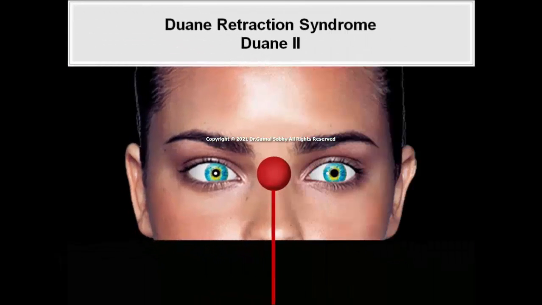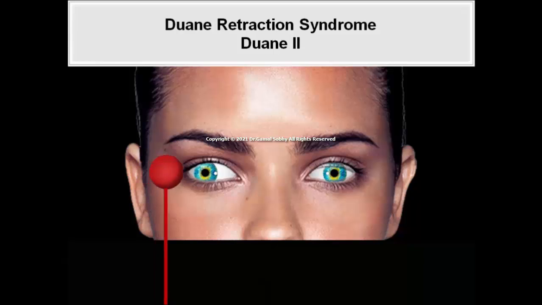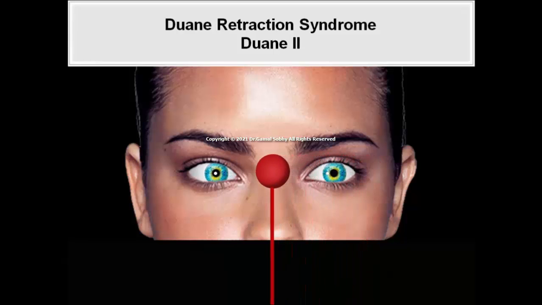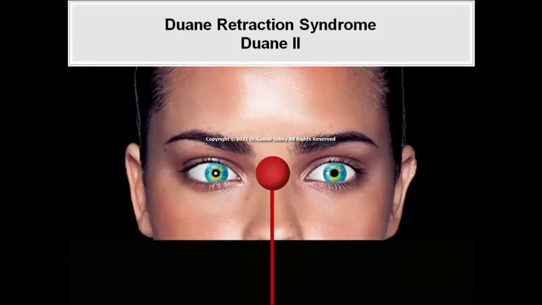Duane 2 is characterized by narrowing of the palpebral fissure and retraction of the globe on attempted adduction, exotropia or orthotropia, limitation of adduction, normal abduction, and frequently associated with upshoot and downshoot of the adducted eye.